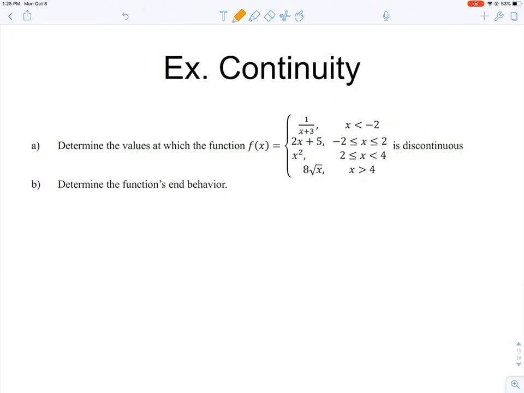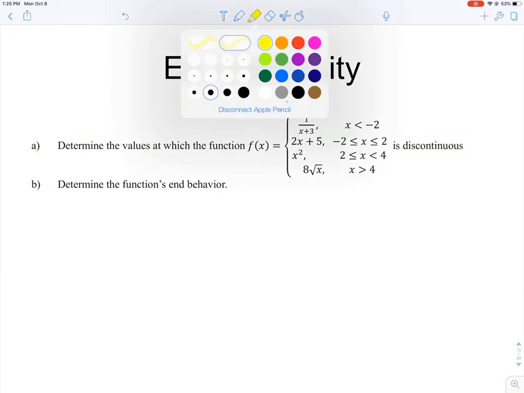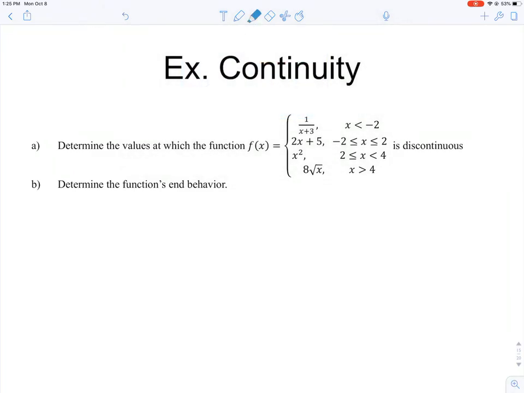Okay, we are not going to graph this complicated piecewise function. Okay, so let's explore each piece first. So this first piece, 1/(x+3), has an implicit domain of all real numbers except for x equals to -3. Well, -3 lies in this domain.